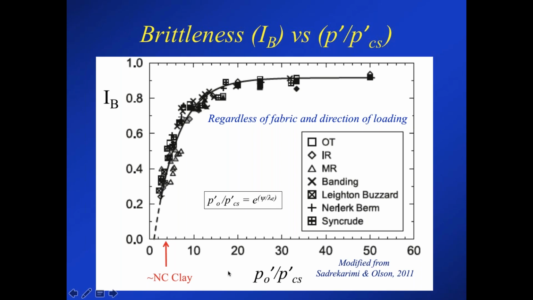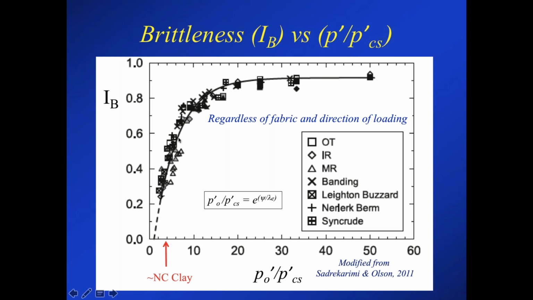Sadrekarimi and Olson from the University of Illinois published a very nice paper in the Canadian Geotechnical Journal, where they looked at data from a number of different sands. And instead of plotting it against state parameter, they chose to plot it against this stress ratio. And you can see that they get much less scatter.